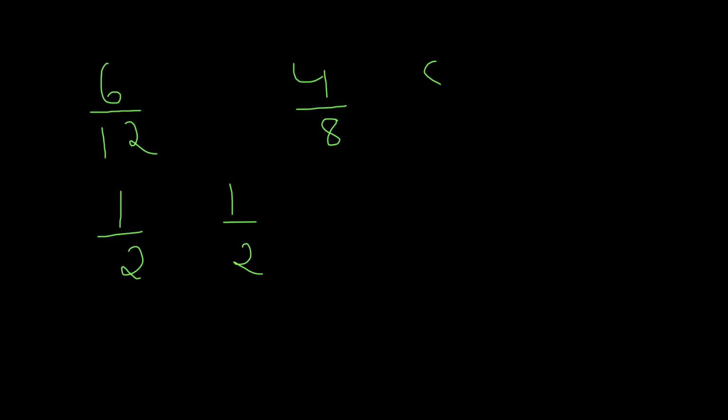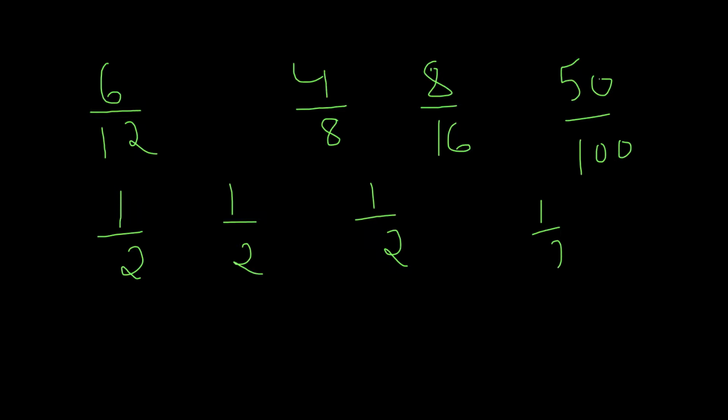Like if you have 6 upon 12 or 4 upon 8, and if you simplify them, 6 upon 12 would be 1 upon 2. 4 upon 8: 4 ones are 4, 4 twos are 8, so it would again be 1 upon 2. If you have 8 upon 16, on simplification it will again give you 1 upon 2. If you have 50 upon 100, again you will have 1 upon 2.